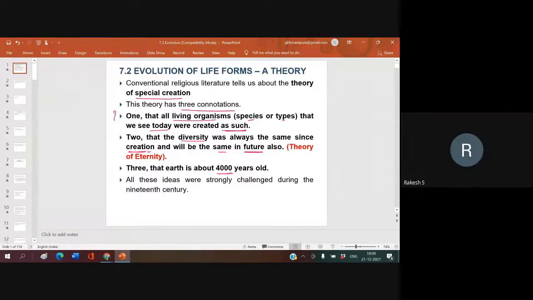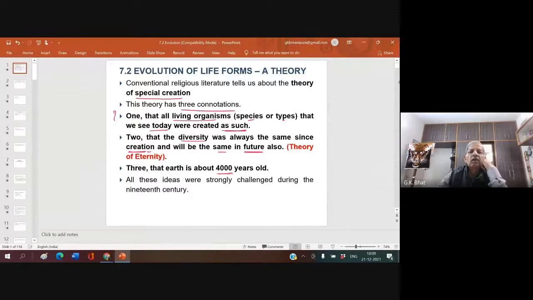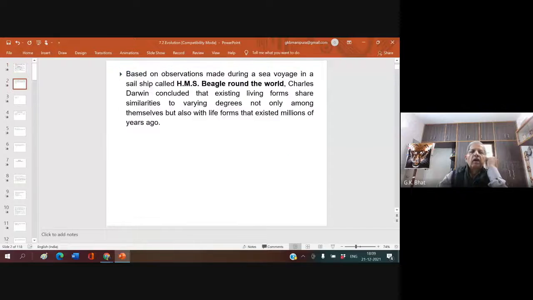We disagree, because these are the three connotations with regard to the evolution of life forms, always asked in an examination. Based on observations made during a sea voyage around the world in a ship called HMS Beagle, Charles Darwin concluded that existing living forms share similarities to varying degrees, not only among themselves, but also with the life forms that existed millions of years ago.